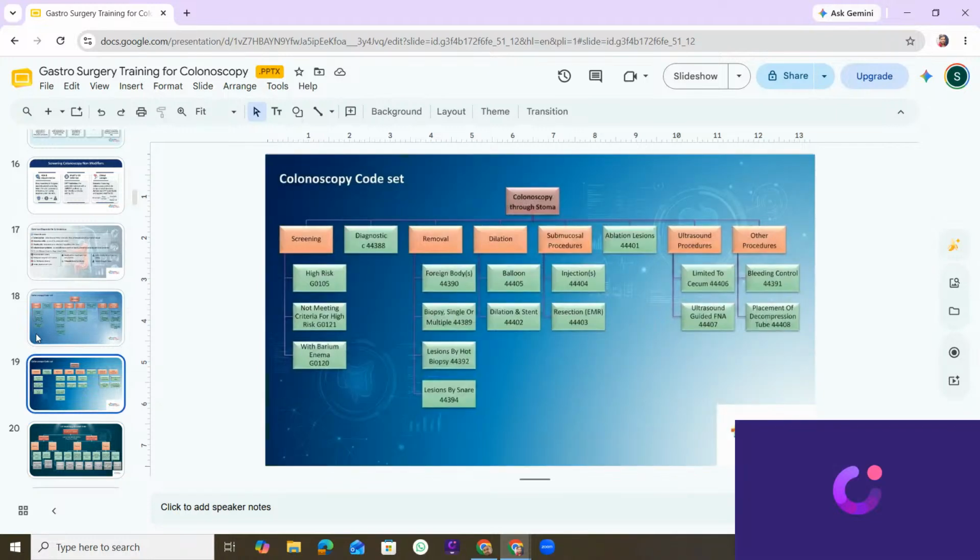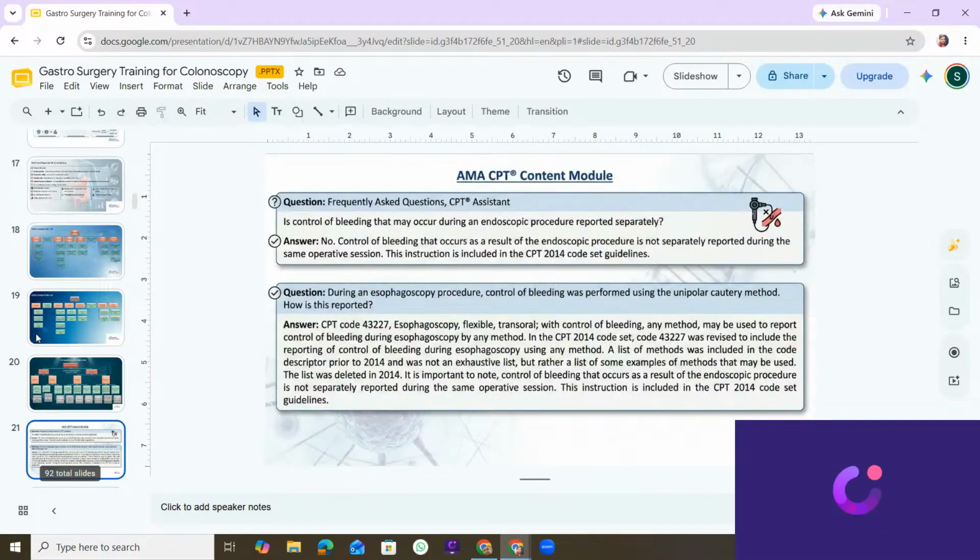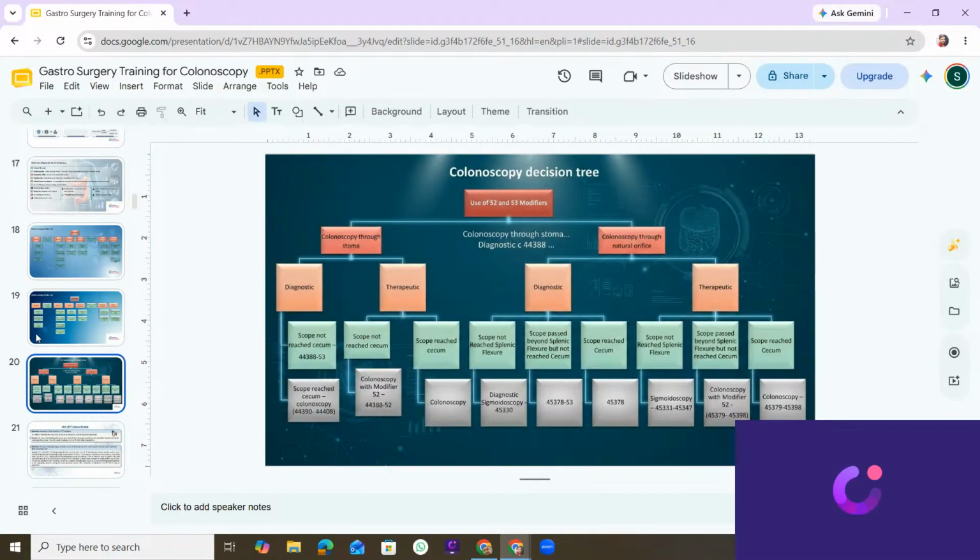So before we go to the natural opening, you will see all these points. I believe I explained this, but I will explain it in detail. Colonoscopy through the stoma, diagnostic, therapeutic, or colonoscopy through the natural opening, you'll see here diagnostic and therapeutic. If colonoscopy passes through an artificial opening, that time it is diagnostic.